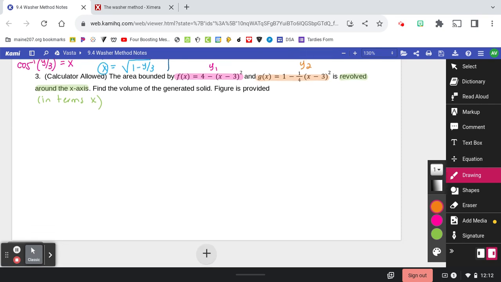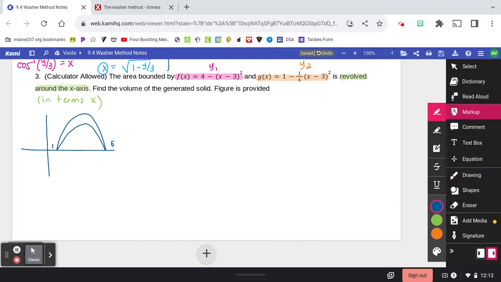If I sketch this picture, both of these are parabolas and they're both in the first quadrant. So both of these parabolas look like this. They meet at 1 and 5. And again, I'm taking this region enclosed by those parabolas, so the area trapped between them, and I'm revolving it around the x-axis.